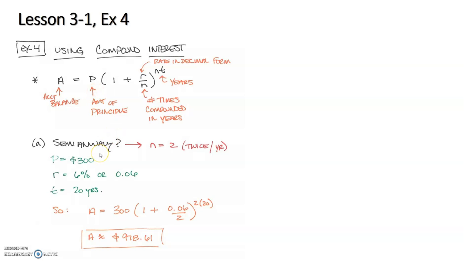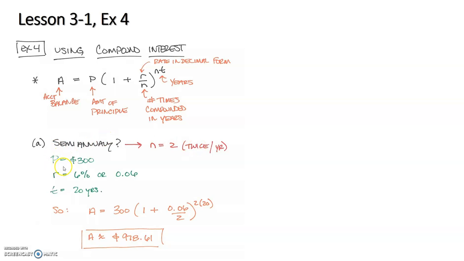What happens if interest is compounded semi-annually? And that means N is equal to 2. And it's the number of times in years, meaning during a year, I should say there. So if it's semi-annual, it's every 6 months. Don't do 6 because it's twice per year.